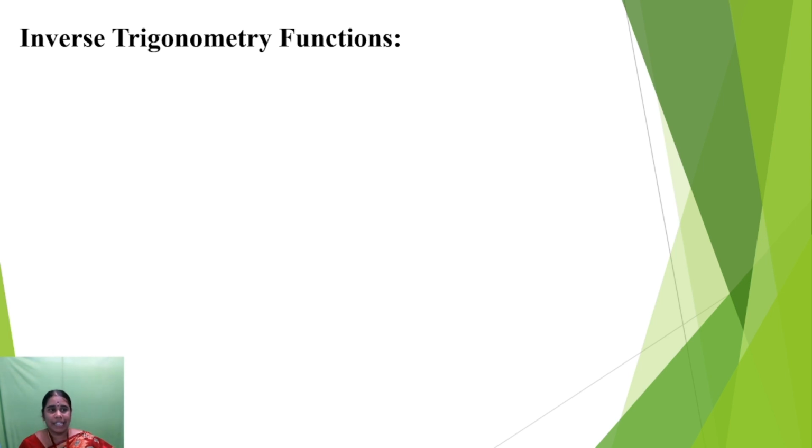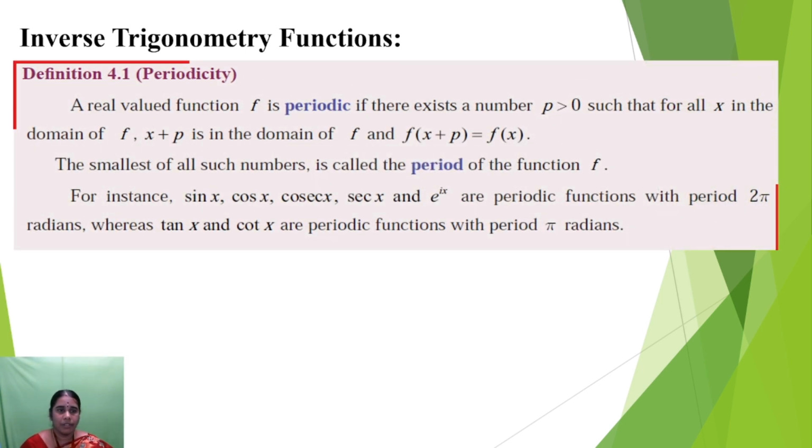Next we go to the second chapter, which is inverse trigonometric functions. Some definitions for this section. First one, periodicity. A real valued function is periodic if f of x plus p equals f of x. The smallest of all such numbers is called the period of function f. Here p is said to be the period. For example, sin x, cos x, cosec x, sec x and e power ix are all periodic functions with period 2 pi. In the same way, tan x and cot x are periodic functions with period pi. These are some examples of periodic functions.